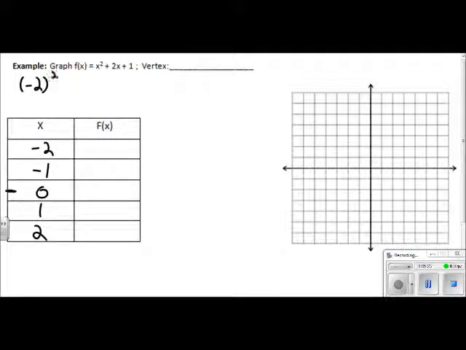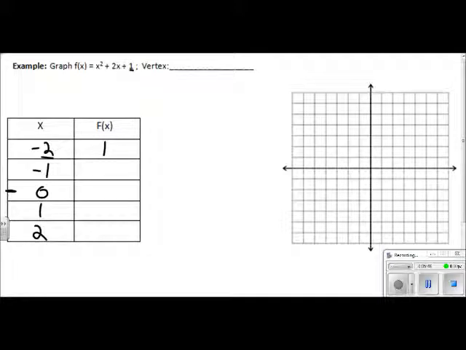So we'd have negative 2 squared plus 2 times negative 2 plus 1. So I just took our equation and plugged in our first point here. Negative 2 squared is 4, plus 2 times negative 2 is negative 4, plus 1. Negative 4 and 4 cancel each other out, so we're left with just 1.